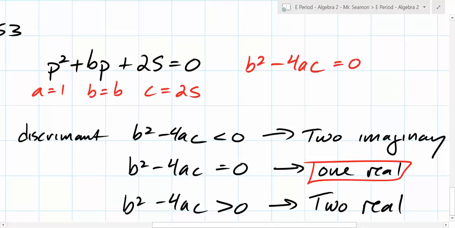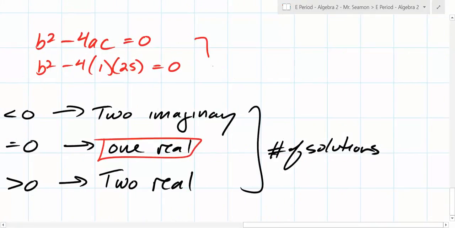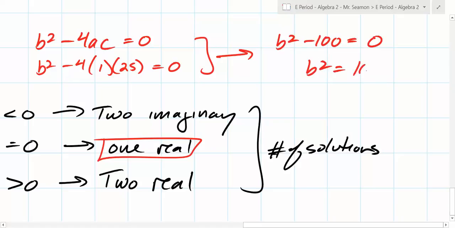Can we plug in values? Yeah, what is b? B is b, right? What's a? 1. And what's c? 25, equals 0. What's 4 times 25? So we know that b squared minus 100 has to equal 0. So b squared is equal to 100. So what does b equal?